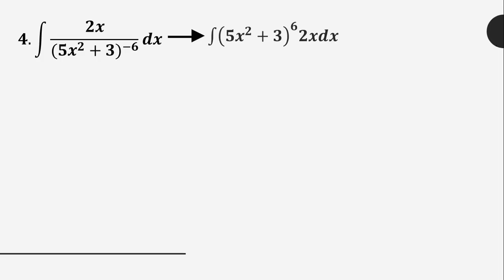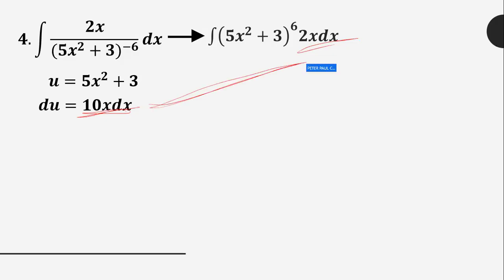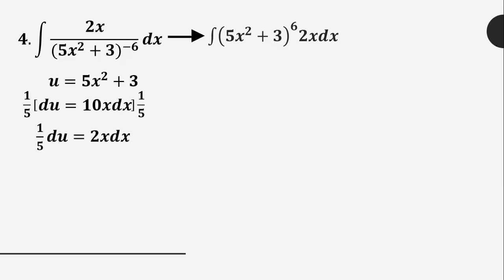So we will have the integral of (5x squared plus 3) raised to the 6th power times 2x dx. Next, we can now let u be 5x squared plus 3, and the derivative of u is 10x dx. Again, notice that we should make this one similar. So what will be our integrating factor? Correct. We will multiply 1/5 on both sides. And then 10 times 1/5 is 2x dx, which is what we need for substitution.